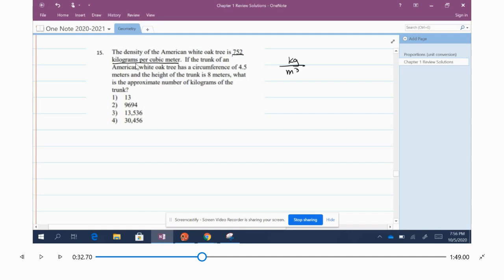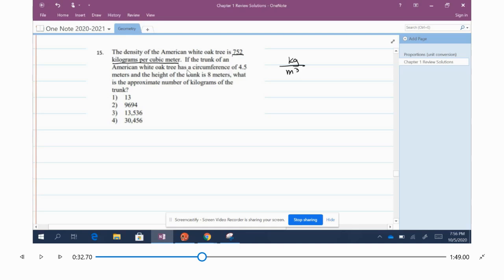Okay, so this looks like a density. The word per is kind of the indicator right there. Kilograms per cubic meter. Cubic meters, that's a volume. 752 kilograms, that's a mass. So density is mass over volume in this case.